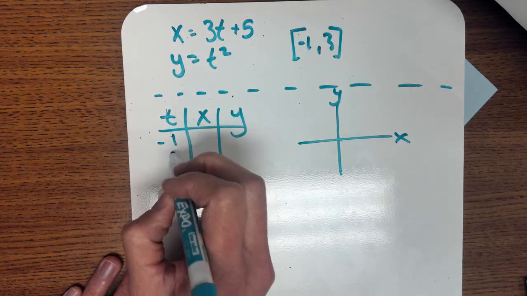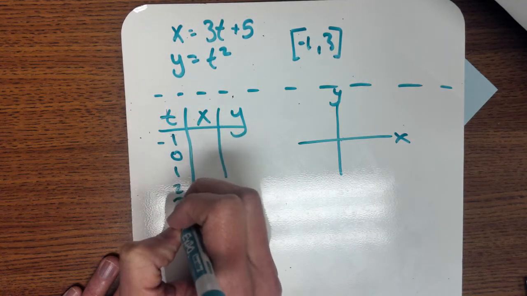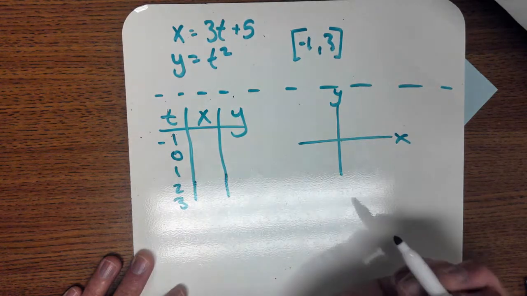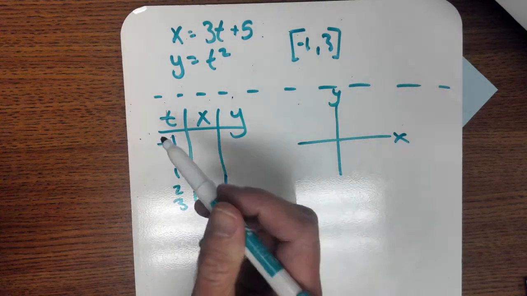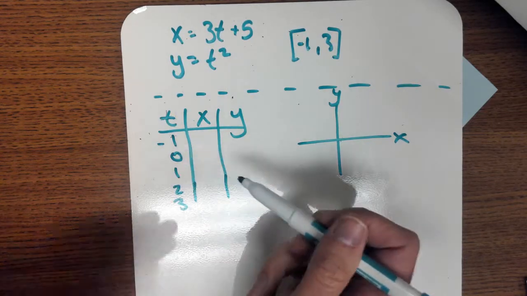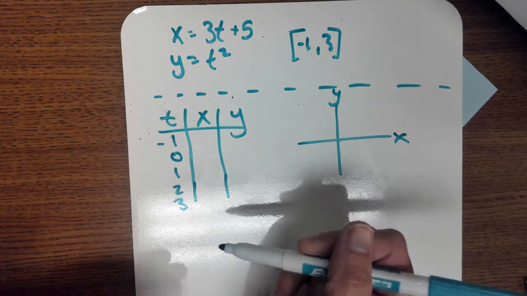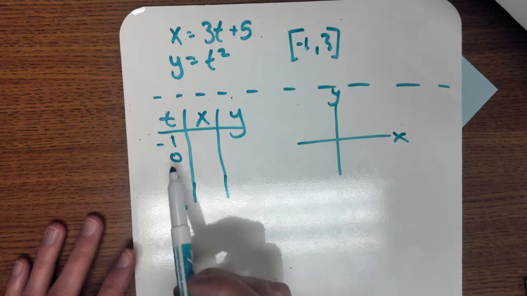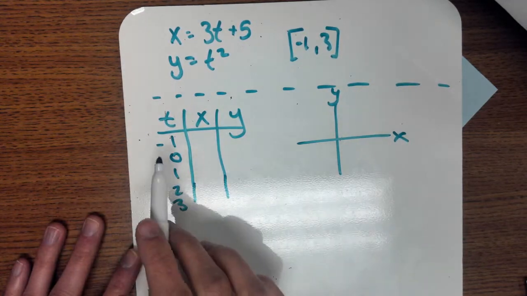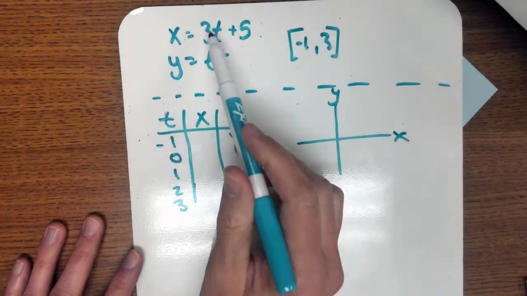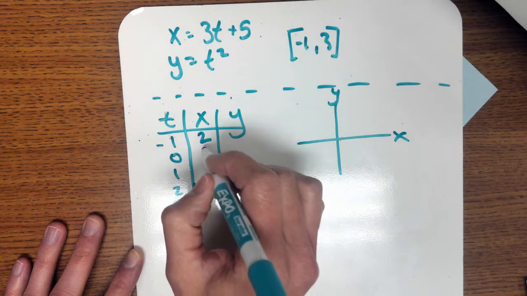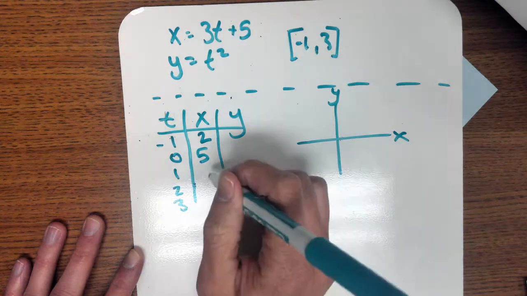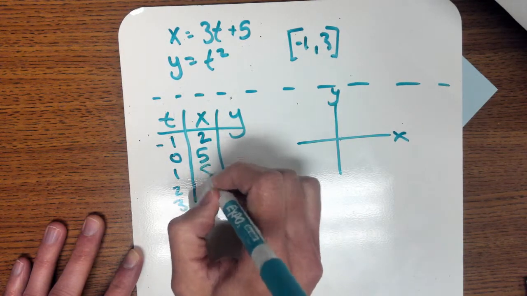So -1, 0, 1, 2, and 3. You're more than welcome to plot more points. You could do like 0.5, 1.5, 2.5, but this should give us a solid sketch. If it doesn't, then I go back and I add in more precise points. So we'll just plug these in. If t is -1, that means x is 2. If t is 0, x is 5, and so forth. So then we get 8.